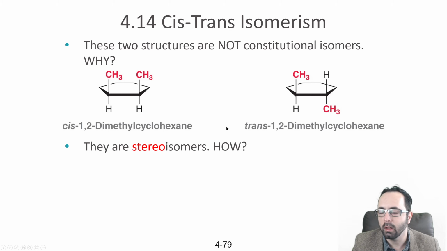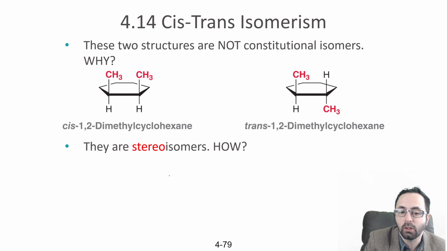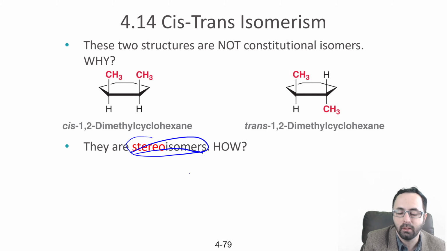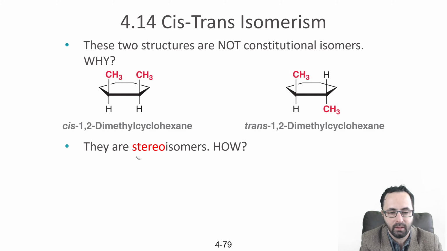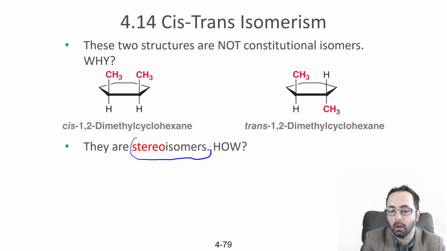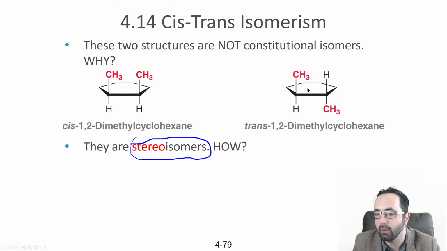So these are not constitutional isomers because the atoms are not bonded in a different way. The first carbon is bonded to a methyl. The second carbon's also bonded to a methyl. They're just in different positions. This kind of isomerism is called stereoisomerism. Stereoisomers means isomers that have the same bonding arrangement, but their atoms are positioned differently in 3D space. Okay, and that's what's going on here. These methyls are positioned, they're not bonded to different other carbons. They're just positioned in a different way in three dimensions.